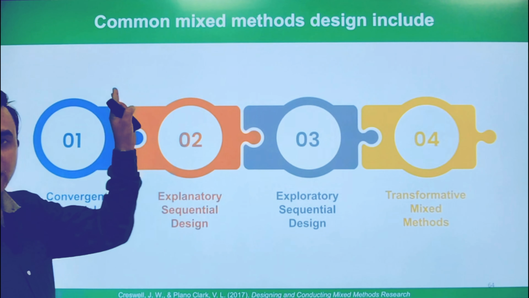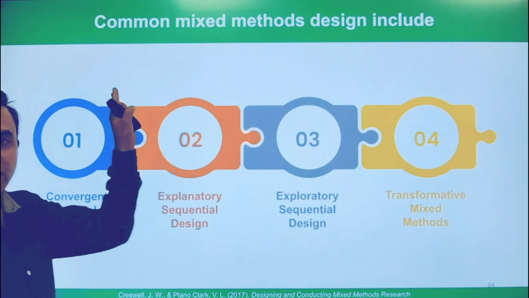First one is convergent parallel design. In that, the quantitative and qualitative data are collected together, gathered and analyzed simultaneously. That's why it is called convergent parallel design, because I am taking both the data types together and then the results are compared and interpretations are drawn, right?